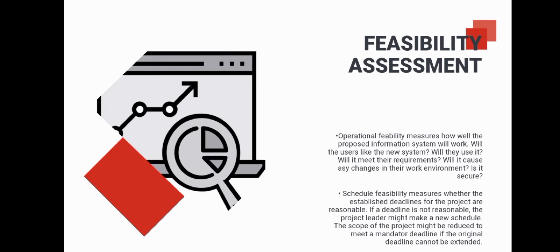Schedule feasibility measures whether the established deadlines of the project are reasonable. If a deadline is not reasonable, the project leader might make a new schedule. The scope of the project might be reduced to meet a mandatory deadline if the original deadline cannot be extended.